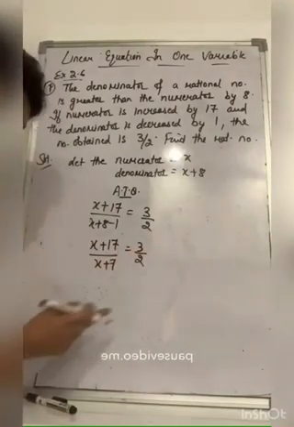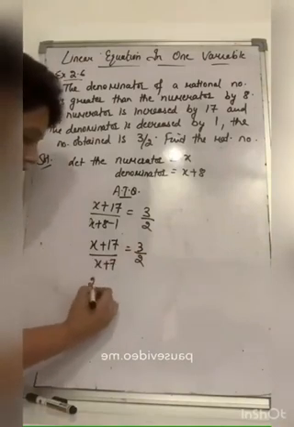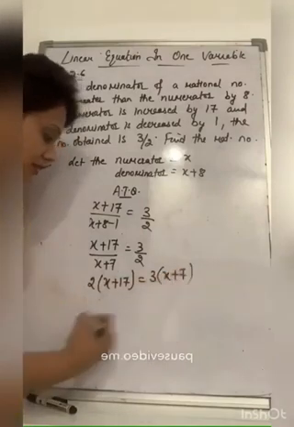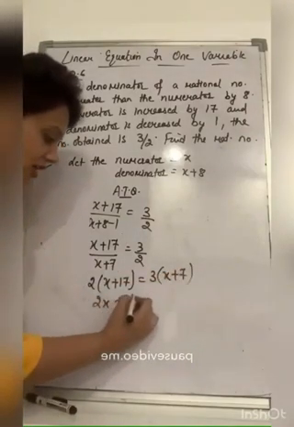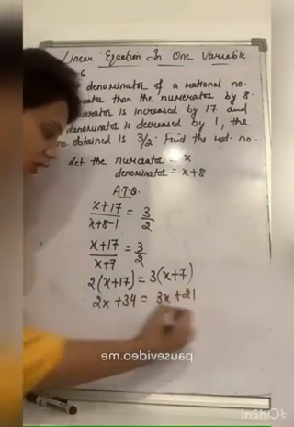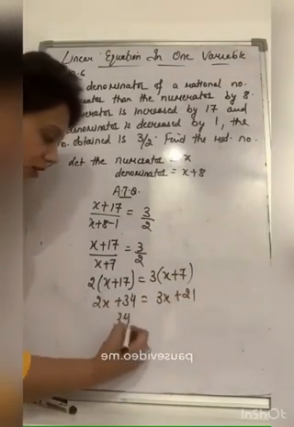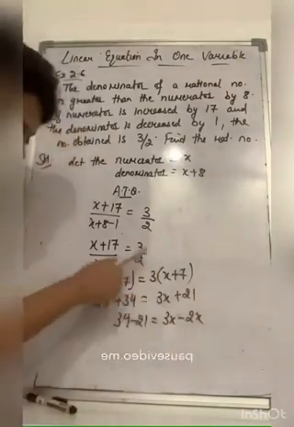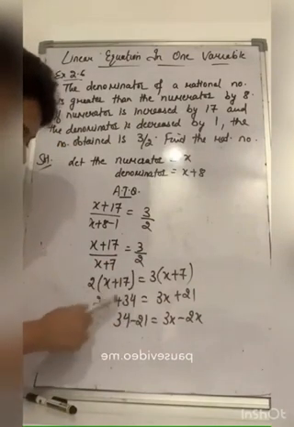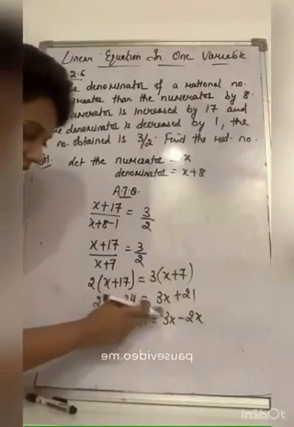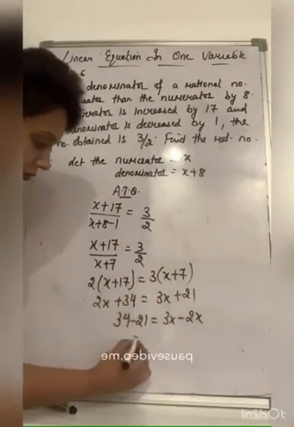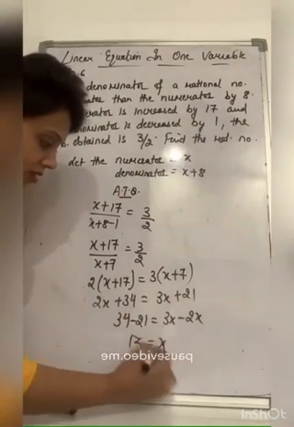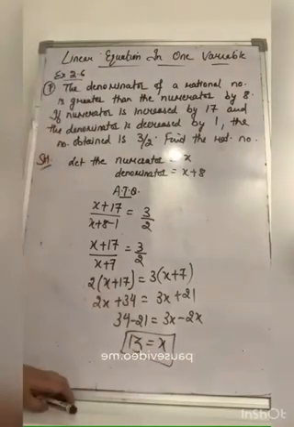Now the next step is to do the cross multiplication. 2 into x plus 17, 3 into x plus 7. 2x plus 34 is equal to 3x plus 21. 34 minus 21 is equal to 3x minus 2x. 21 will come here on the left hand side and it will be subtracted, and 2x will go on the right hand side, so 3x minus 2x. So 34 minus 21 is 13. 3x minus 2x is x. So our x is 13.